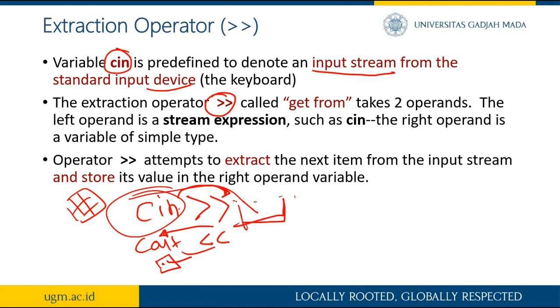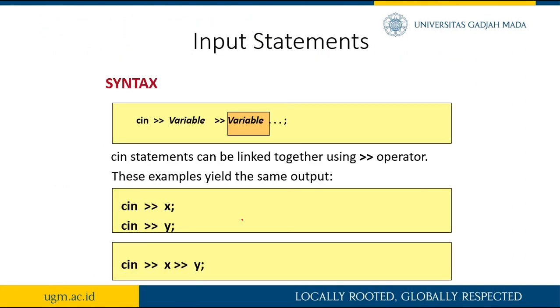So cin is used to store the input stream from the keyboard. For example, cin x. After we get the value that the user types from the keyboard, we store it into variable x, and this one we store into y. We can also do the same as the cout version, so we can write it in a single line.